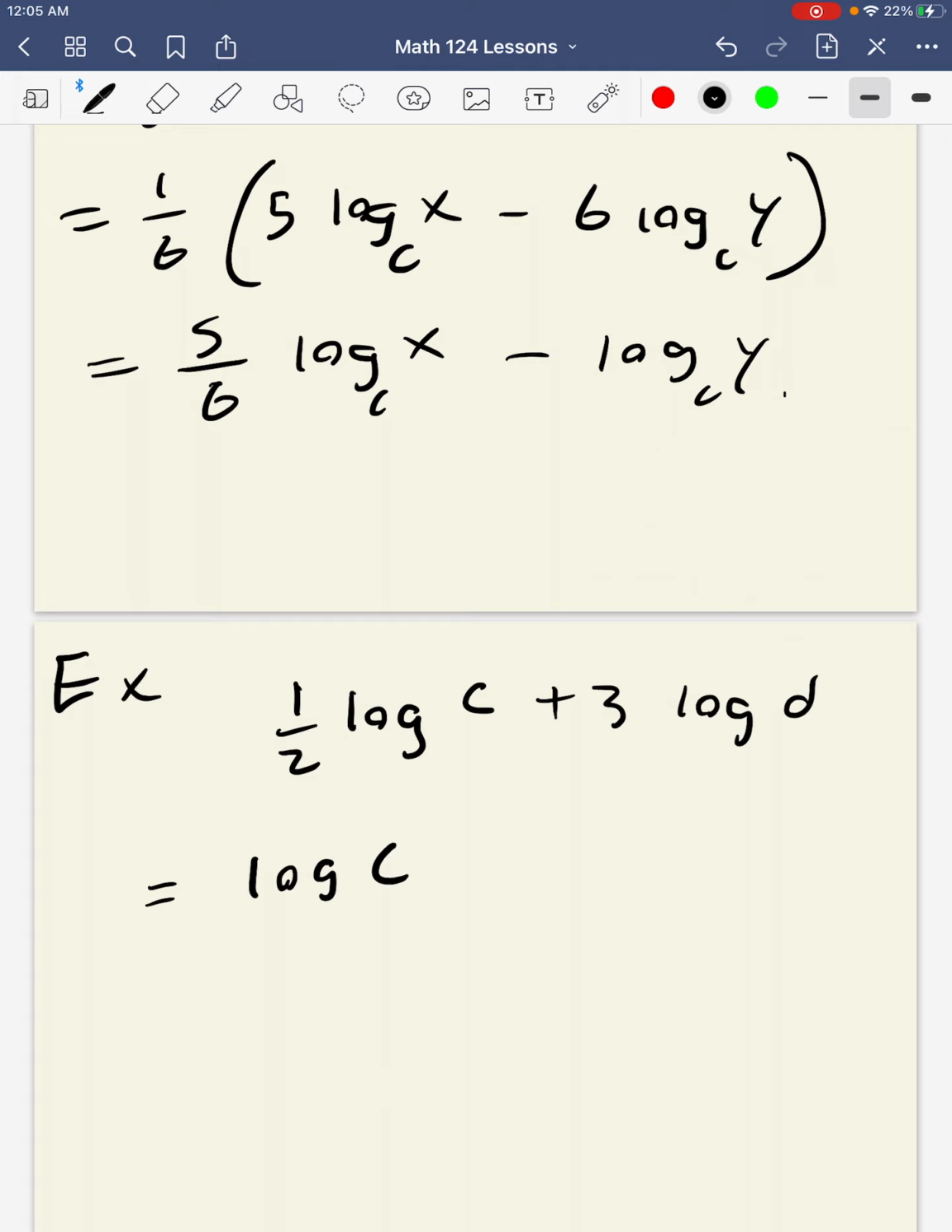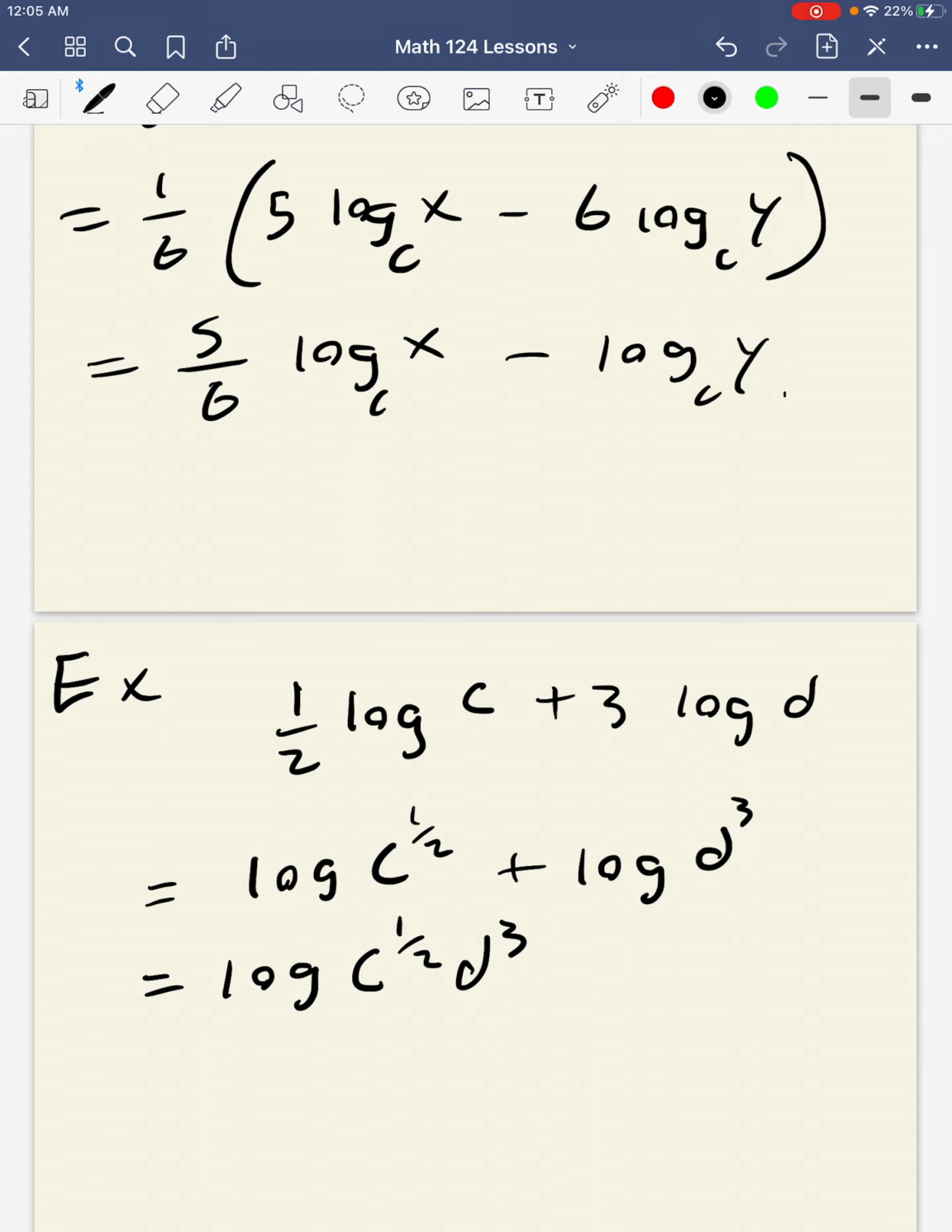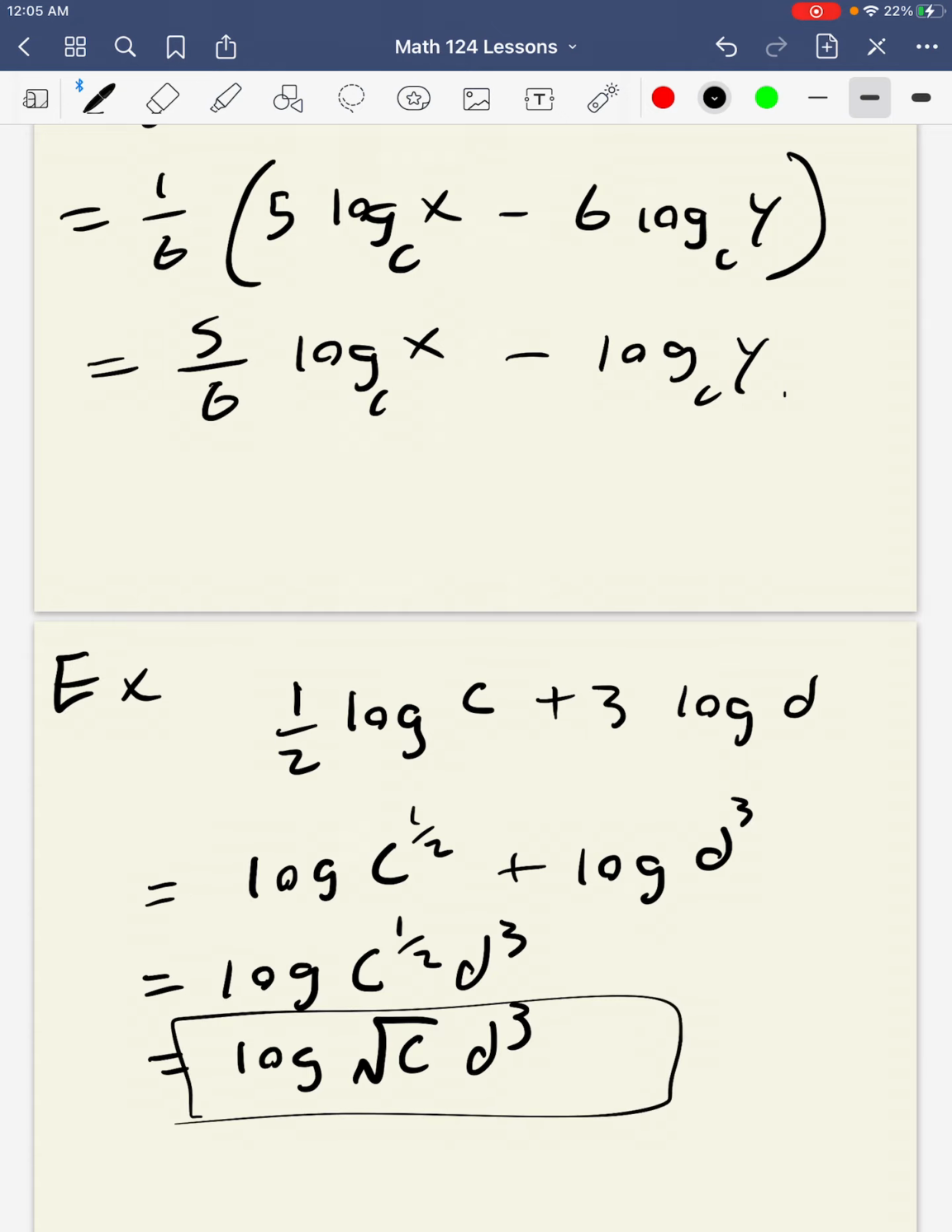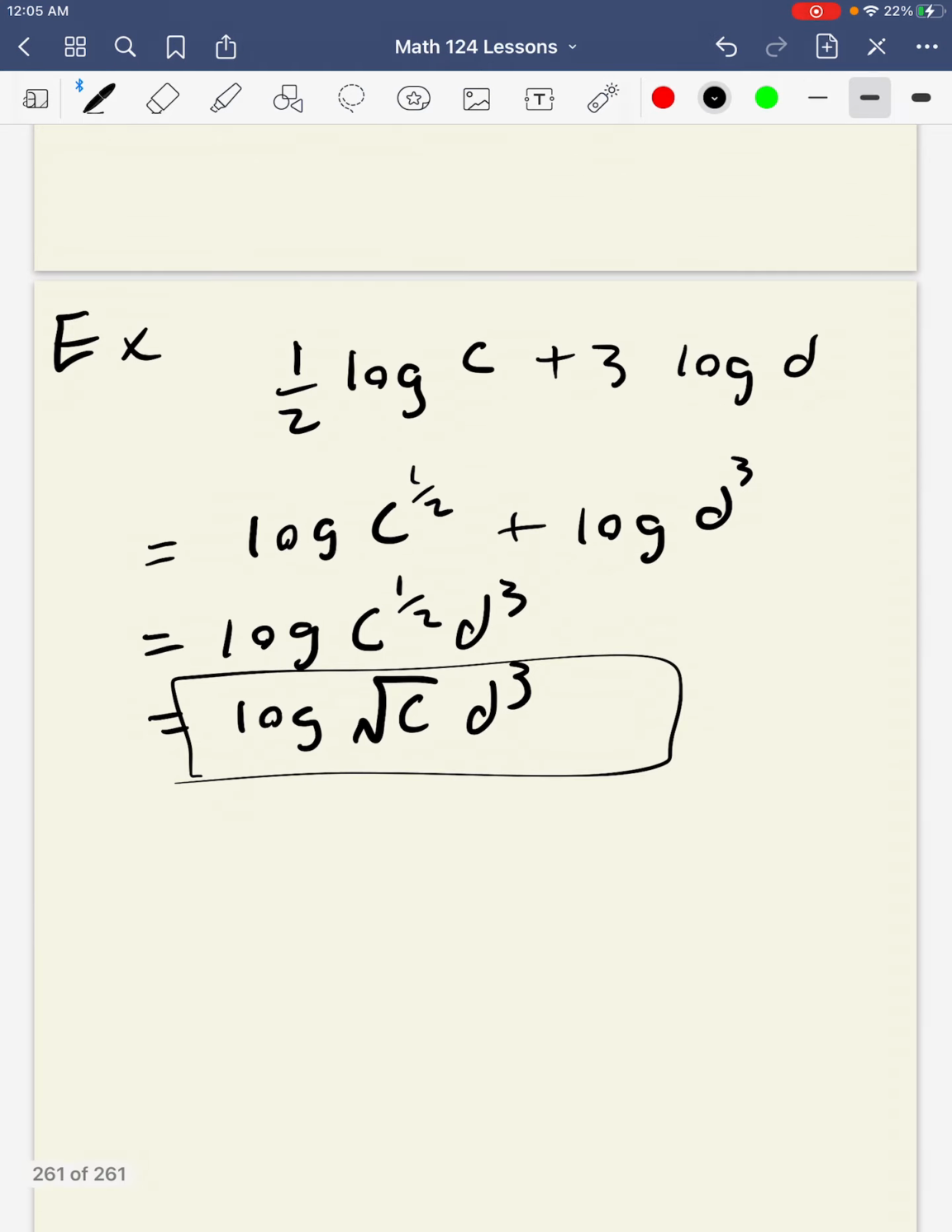So if I put this 1/2 back into the exponent place, and I put this 3 back into the exponent place, we get this. And now we can use the product rule. Right, or sometimes instead of raising it to the 1/2, we use the square root symbol. So remember, the log of a product is the sum of the logs, so we're just using the formula in the other order.